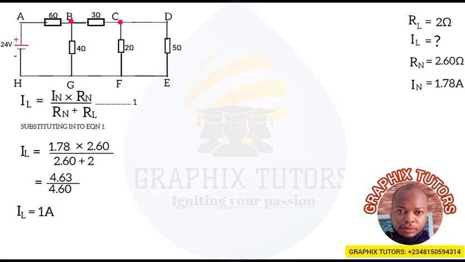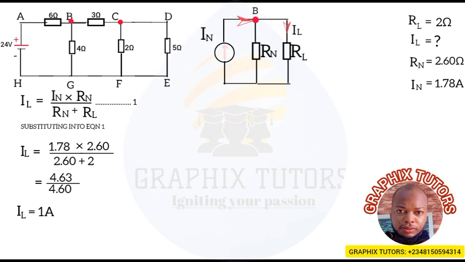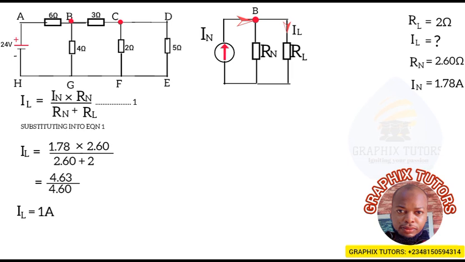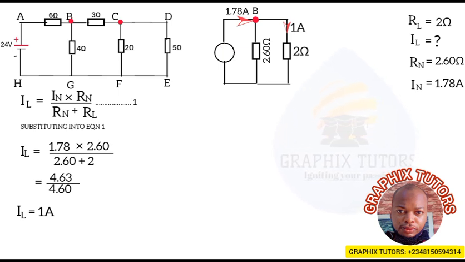So my Norton equivalent circuit will now be something like this. We have this current here, the total current, which is my I Norton, my I short circuit, flowing to this point B here, and it splits into IL. IL is the one flowing through the RL. So we know my IN to be 1.78, my RL to be 2 ohms, and my IL to be 1 ampere. Can you see? This is what our Norton equivalent circuit looks like.